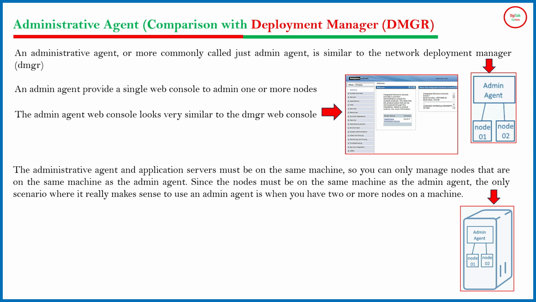That means the machine where you have installed the admin agent, you can manage only the app server that is running on the same machine where your admin agent is running. So since the node must be on the same machine as the admin agent, the only scenario where it really makes sense to use an admin agent is when you have two or more nodes on the same machine. So now, what are the requirements?